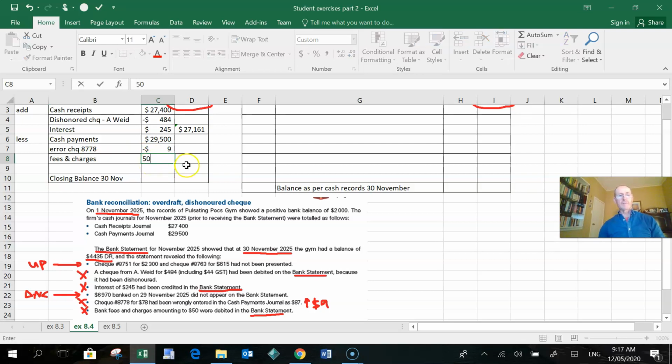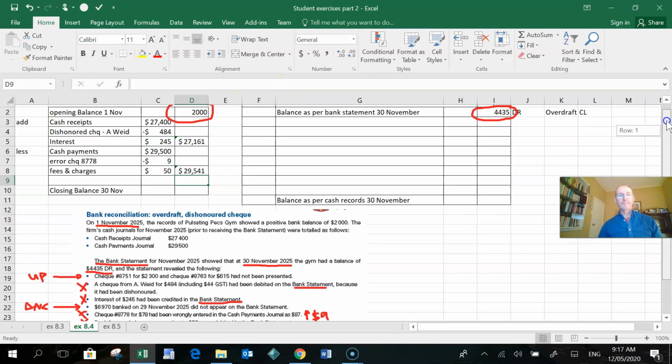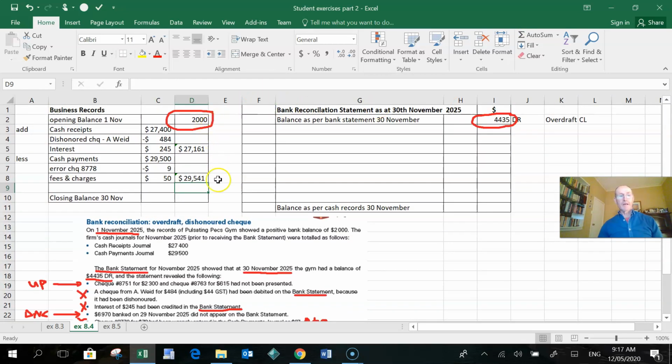So that is a total payments adjustment of now 29,541. We've got the opening balance still there. We can now add up those two. That was a surplus, and remember to subtract the payments. So we'll go equals $2,000 plus 27,161 minus the 29,541. So that's your new closing bank balance, and you notice it is overdraft.